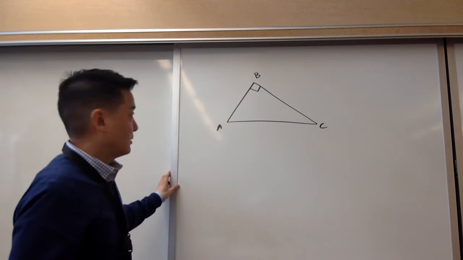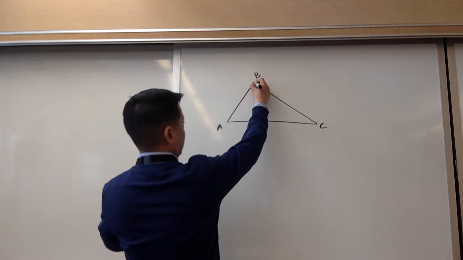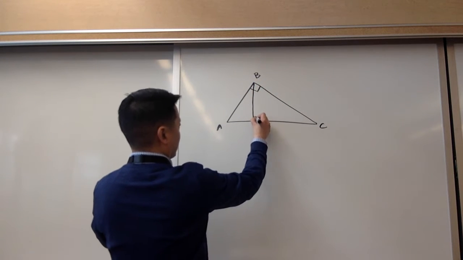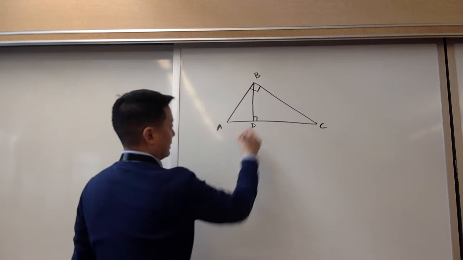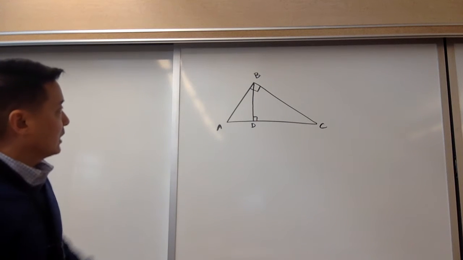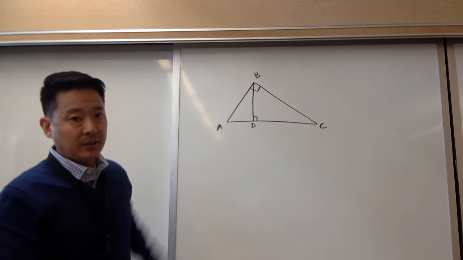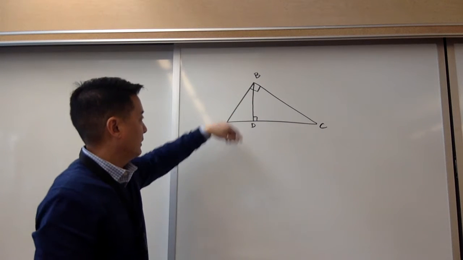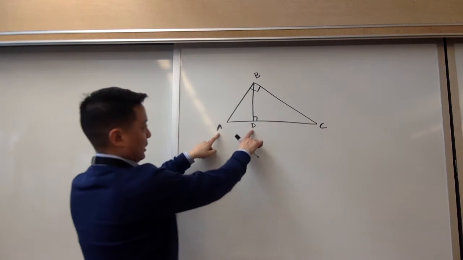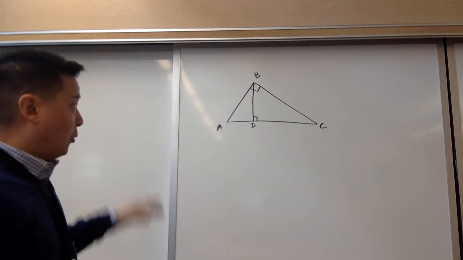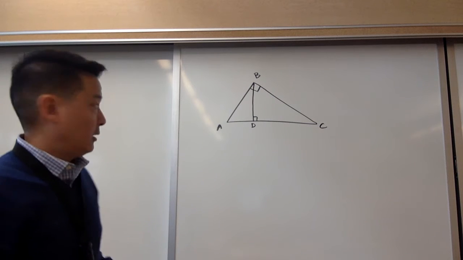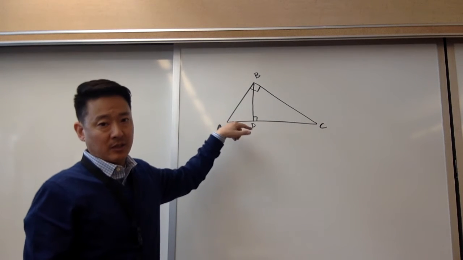And if we drop an altitude from vertex B to the hypotenuse AC, let's label this point D. We learned that the altitude BD is the geometric mean of AD and DC. Okay. But more importantly, we learned that there are 3 triangles here.